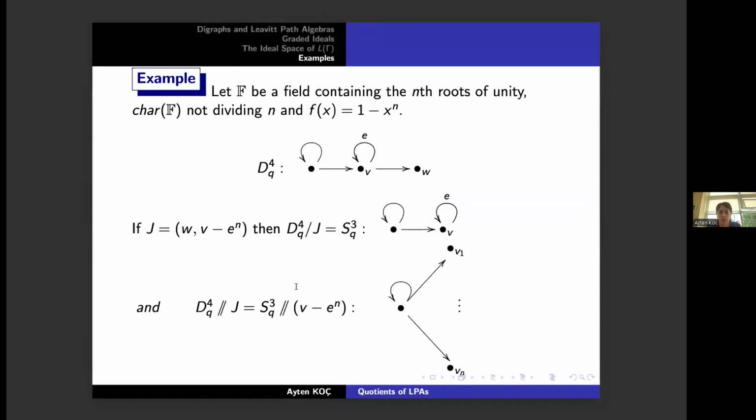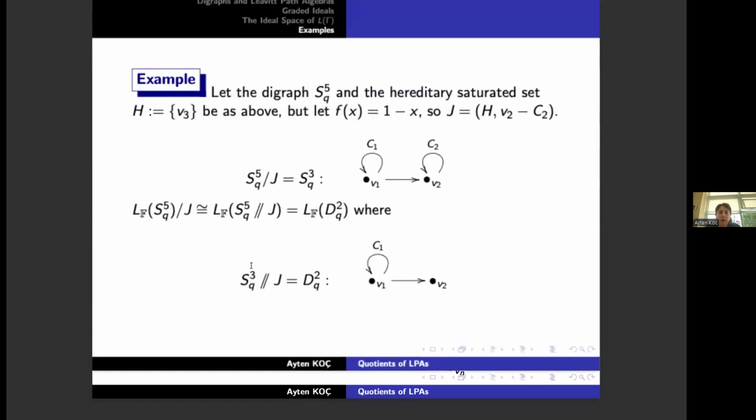This one, the last example. In gamma double slash J, this cycle has no exit in gamma double slash J, and this gives the canonical polynomial generator for our ideal J. The Leavitt path algebra of the quotient is isomorphic to the Leavitt path algebra of gamma double slash J.